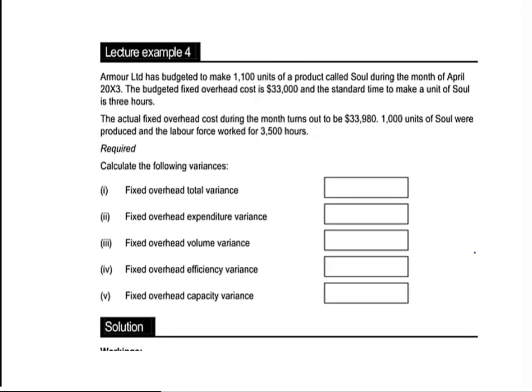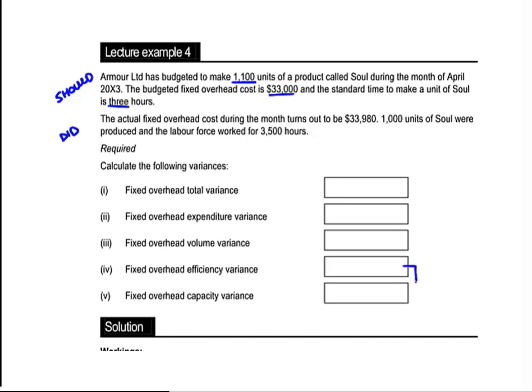So we've got some information here in example 4 for Armour Limited, and the plan was to make 110,000 units in April, and the overheads were going to be 33,000, and each unit is going to take 3 hours. So what we've got here then is all of our shoulds. What we're told though is actually overheads turn out to be slightly higher at 33,980. Only 1,000 units were produced, and labour worked for 3,500 hours. So what we've got here then are the dids. And what we have to do is to calculate all of the variances relating to fixed overheads.